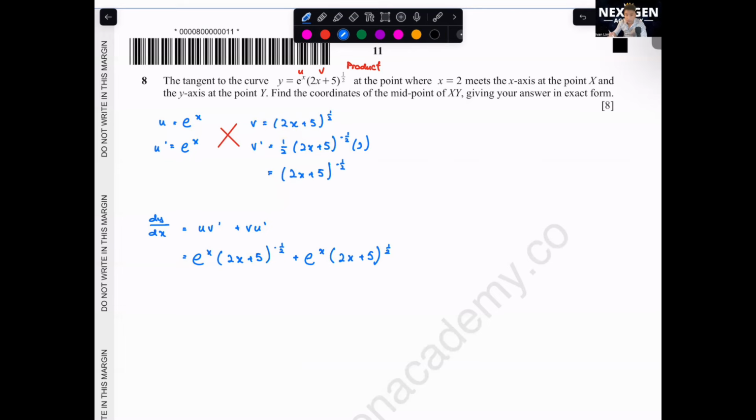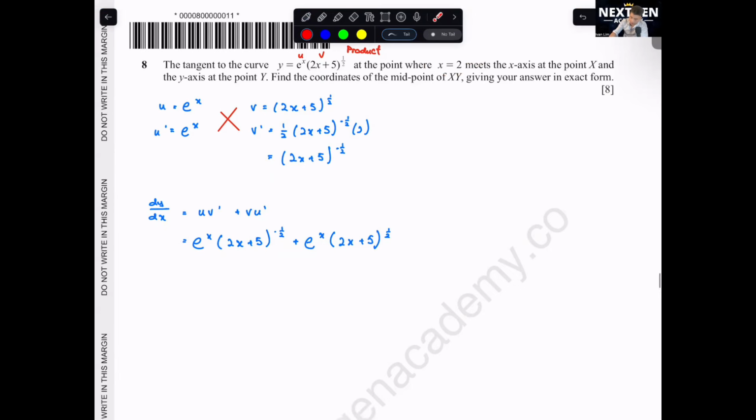Back to the question again. Do we want to simplify this? Necessary for us to simplify or not? Don't need, right? We are not trying to find the dy over dx form. We want to find the value of dy over dx. So you are just going to substitute the value inside. What's the value? They gave us x equals 2. So you need your value of m when x equals 2. You need your value of y also.